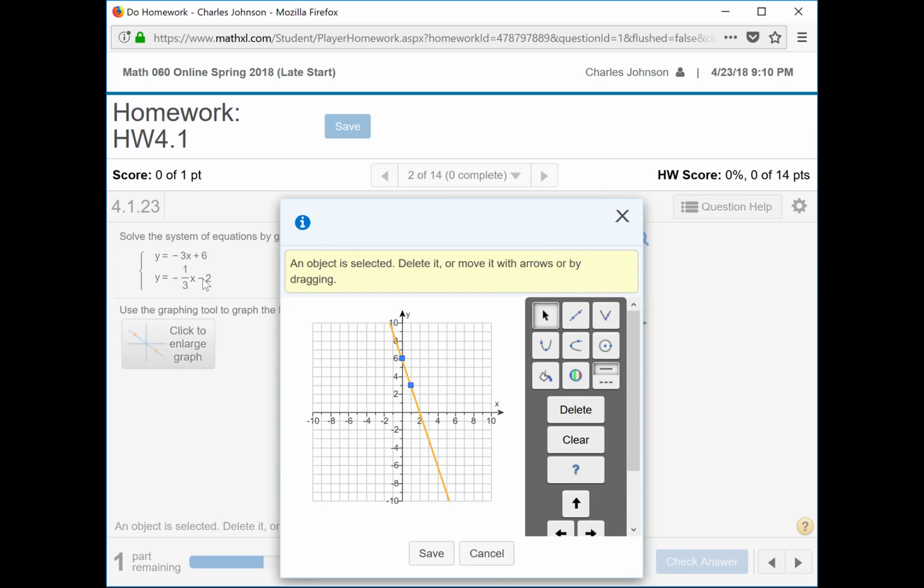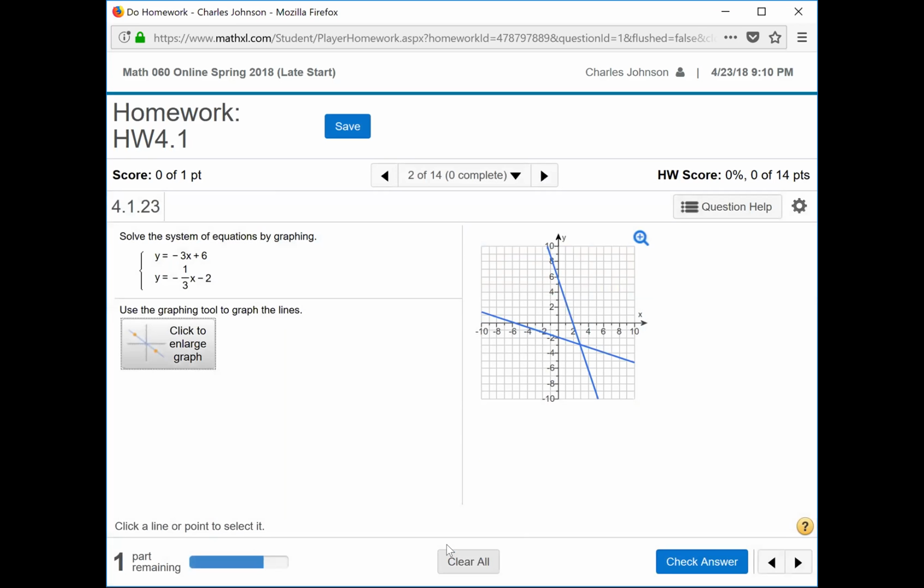Okay. The next one has a y-intercept of negative 2. So we go to negative 2, but now this one has a slope of negative 1/3. So if I drop 1 and then run 1, 2, 3, that's going to be the point of intersection there. It looks like it's at 3, negative 3.